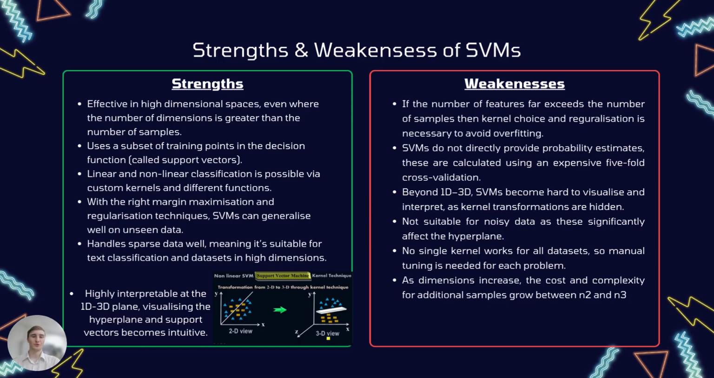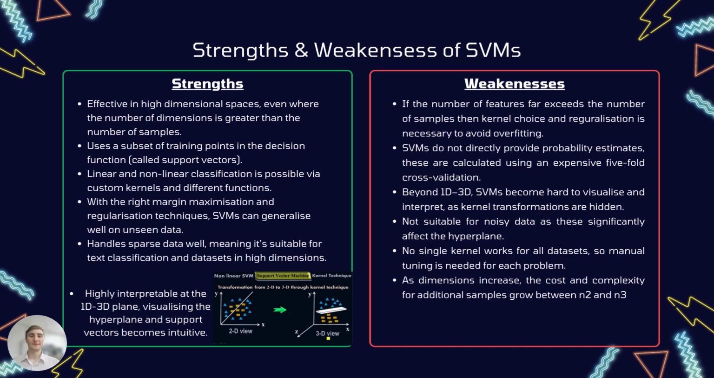Hello, I'm Callum, and I'll take you through the strengths and weaknesses of SVMs. The most important strength is that it's effective in high dimensional spaces, even when you have more dimensions than the number of samples. In addition, this can be done with the right margin maximization and regularization techniques. SVMs can generalize well on unseen data, and they handle sparse data well, meaning they're suitable for text classification tasks. And the most important is that it's highly interpretable in one to three dimensions, possibly the fourth dimension as well, meaning that the visualization of the hyperplane and support vectors becomes very intuitive.